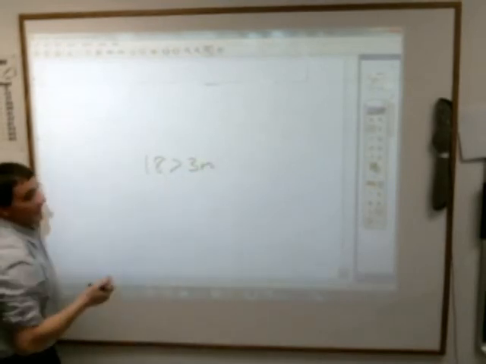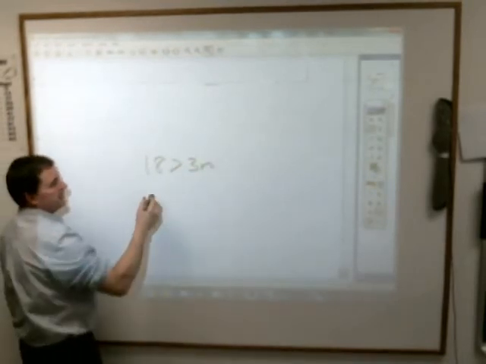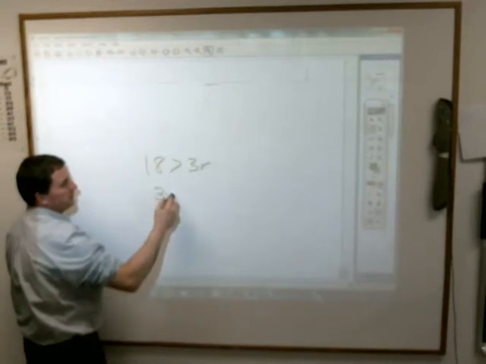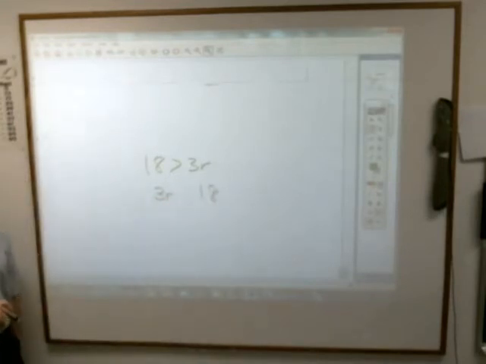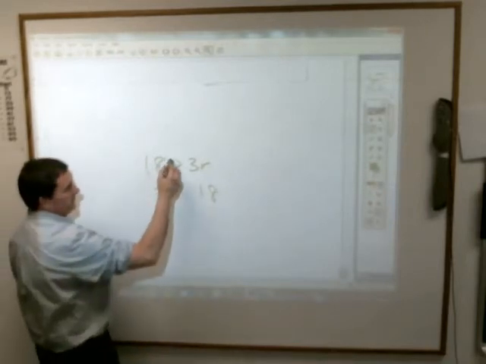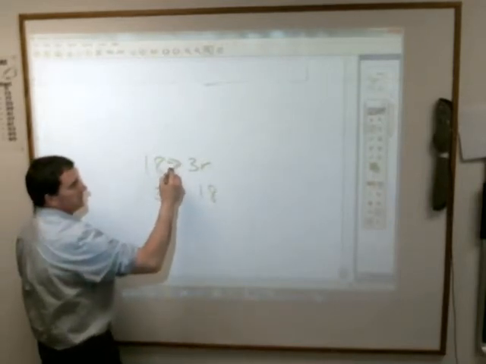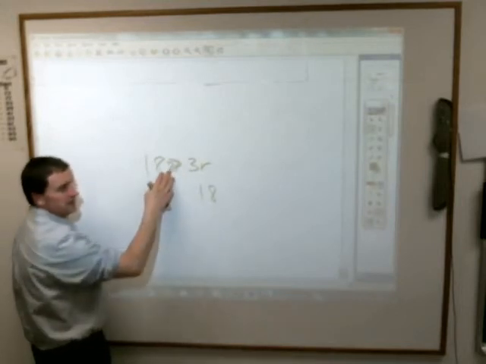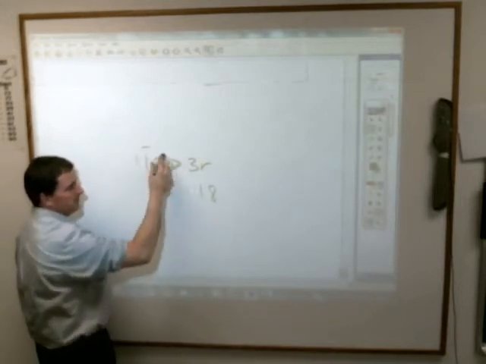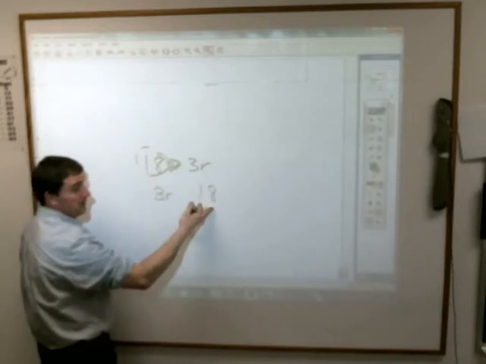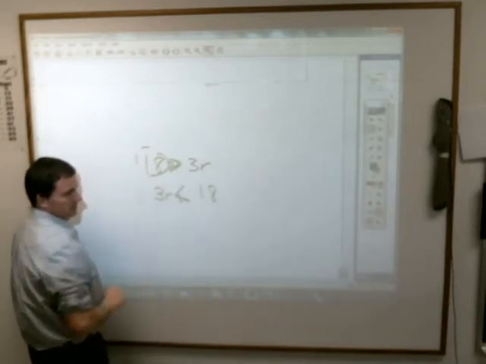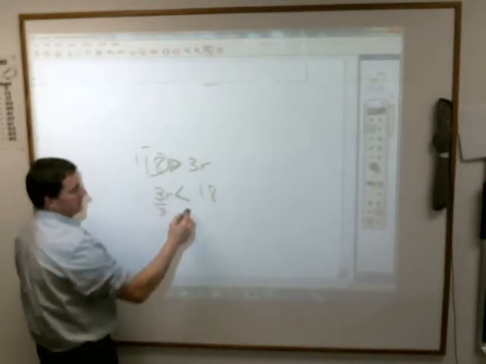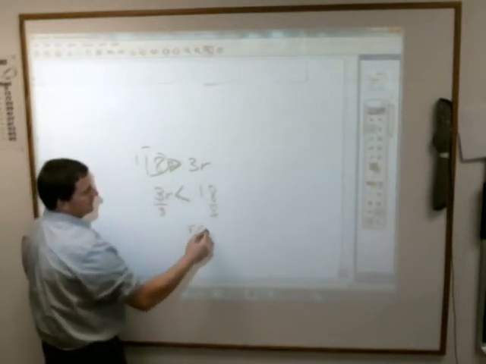Okay. You can flip these things from one side to the other. In other words, you could put 3r over here and 18 over there as long as you flip the sign as well. The important thing to remember is that Mr. Alligator here, with his little sharp teeth, always wants to eat the bigger thing. And the 18 is bigger than the 3r, so even though they flip-flop sides, the alligator still has to eat the bigger thing. Then you could just divide by 3, divide by 3, and you're still going to get r is less than 6.